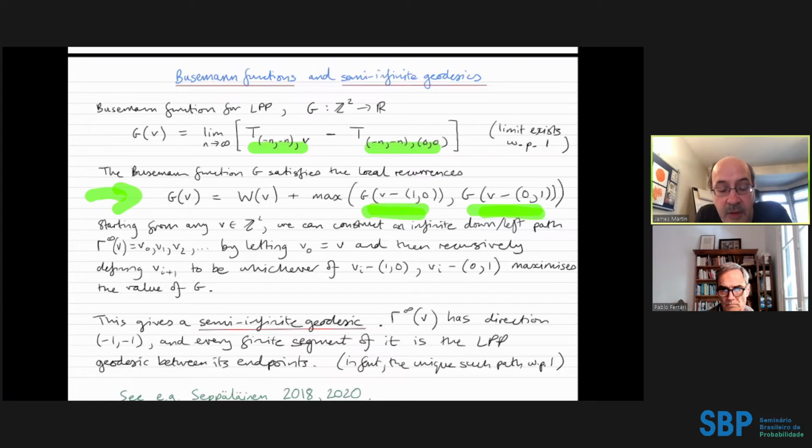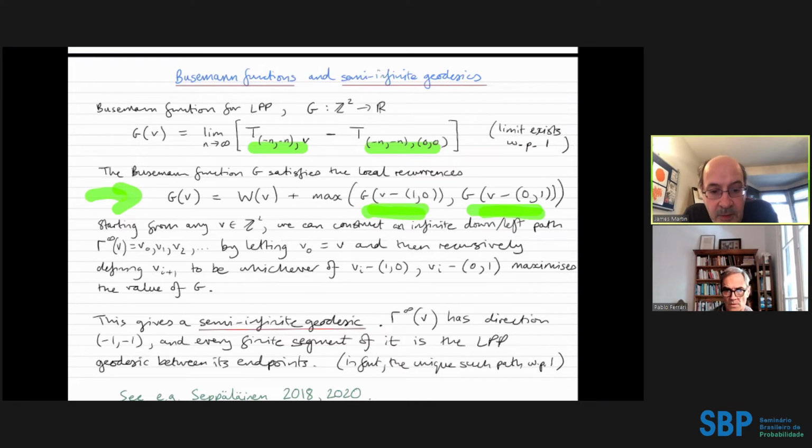So this gives us a path which is going to have direction -1, -1. And every finite segment of this path, so if I take this W, there's this half infinite path, I take any two points on the path, the segment of that semi-infinite geodesic between those two points is the geodesic for last passage percolation between those two endpoints. And it turns out that this geodesic is actually, almost surely, specified by those two properties. So there's a unique path in direction -1, -1, which has that finite geodesic property.